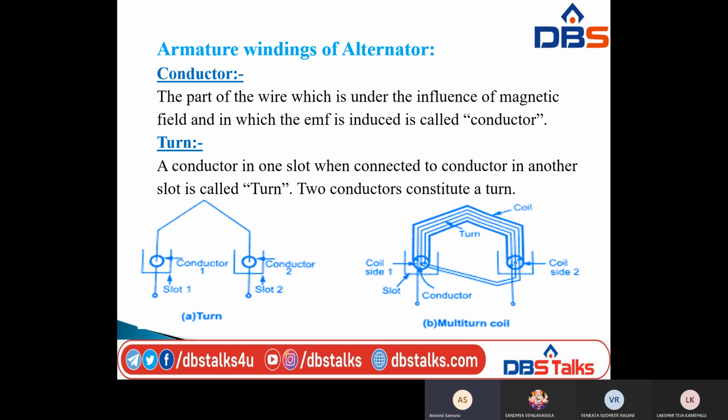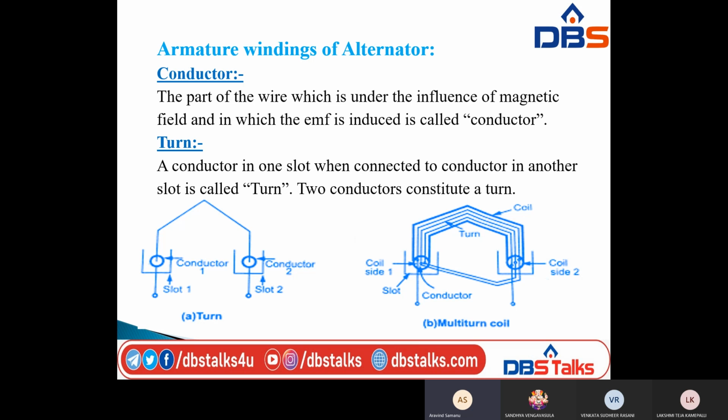Next one is turn. A turn means a conductor in one slot connected to a conductor in another slot. If you see the first diagram, diagram A, I am taking two slots. This one is one slot and this one is one slot. In each slot I am taking one conductor. Those conductors are in a circular shape. So these two are the conductors.